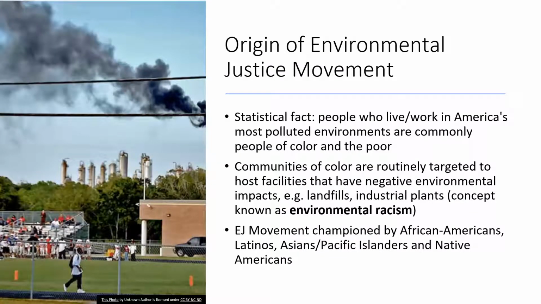And the origin of the environmental justice movement came from this statistical fact. People who live or work in America's most polluted environments are commonly people of color and the poor. So communities of color are actually targeted to host facilities that have negative environmental impacts, like landfills or industrial plants. And this idea is known as environmental racism. And so the environmental justice movement was championed by these communities that were often impacted. So African American, Latino, Asian and Pacific Islanders, and Native Americans.